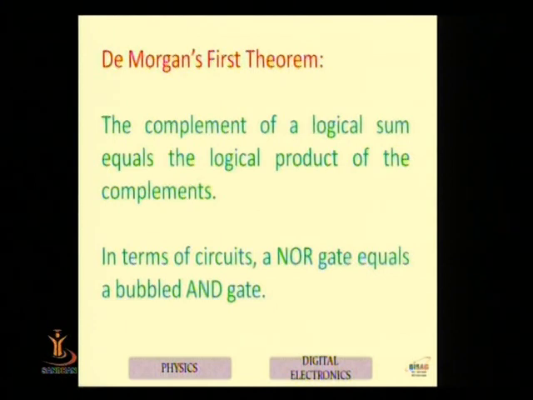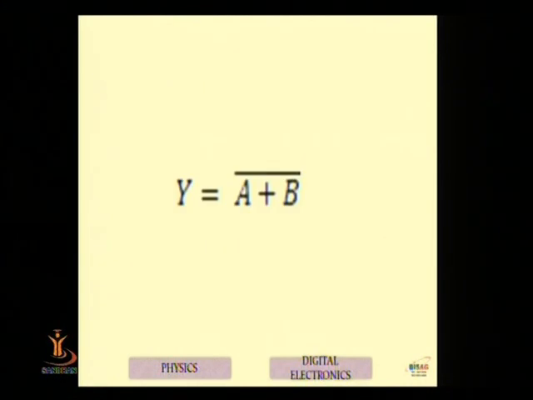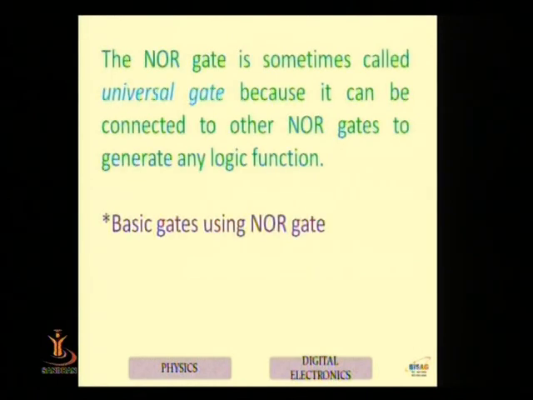Now come De Morgan's theorems. We have two theorems for De Morgan. A logical sum equals the logical product of the complements. This is De Morgan's first law. Y equal to a plus b whole bar can be converted like this: a bar dot b bar, which is again true. The NOR gate is sometimes called the universal gate, as I told you.